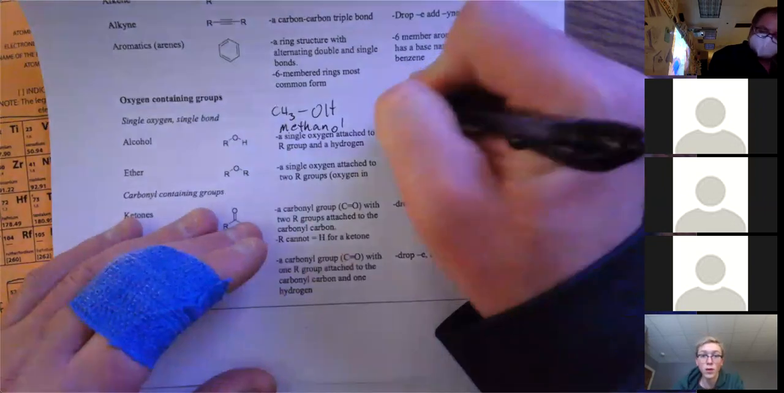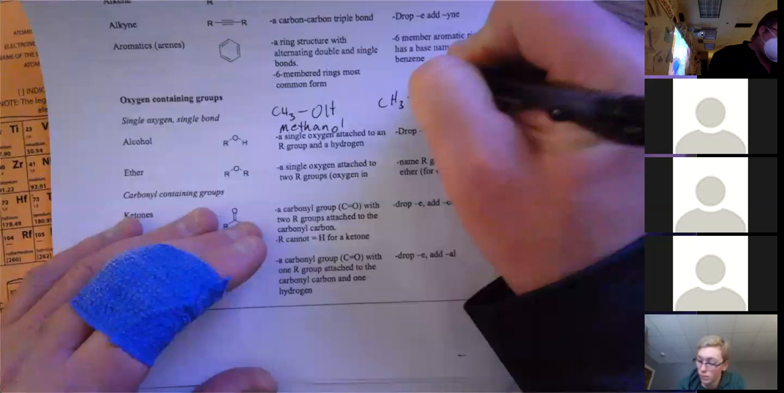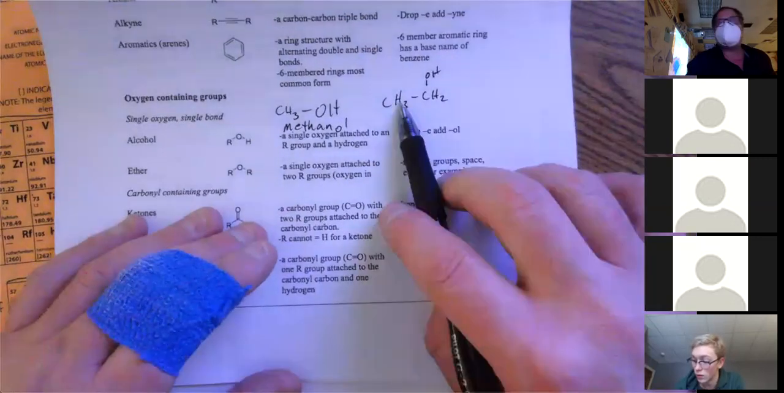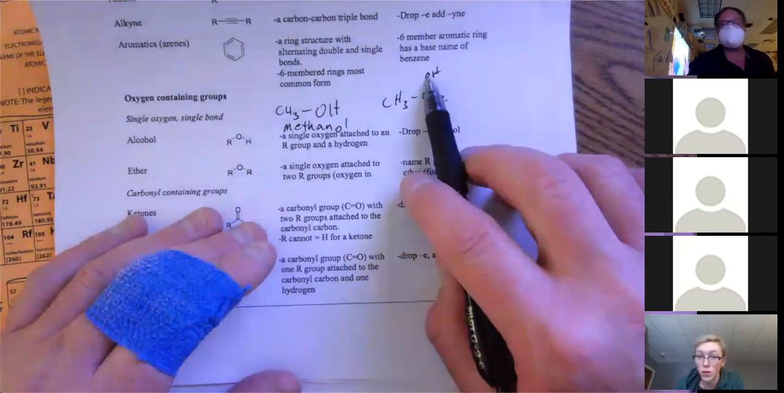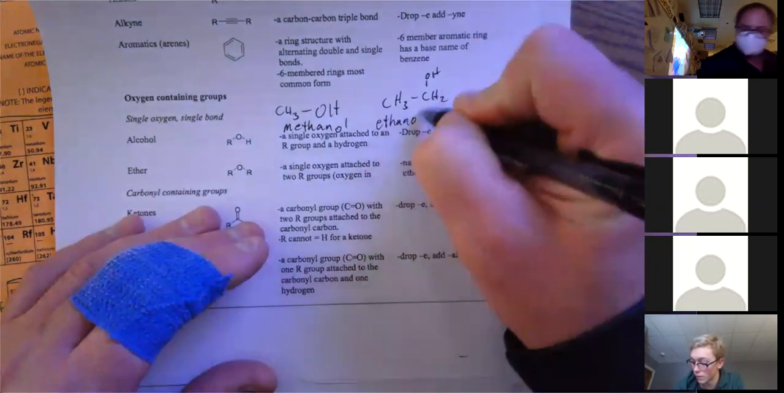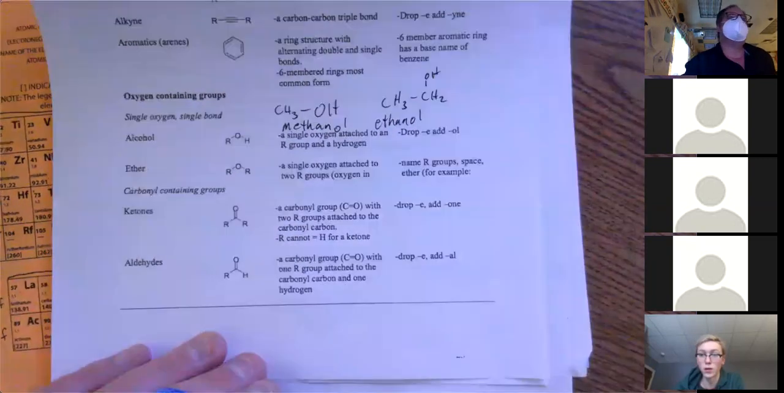If we take a look, here we have CH3, CH2, OH. That would be ethane without that there. We will call that ethanol. Easy enough.